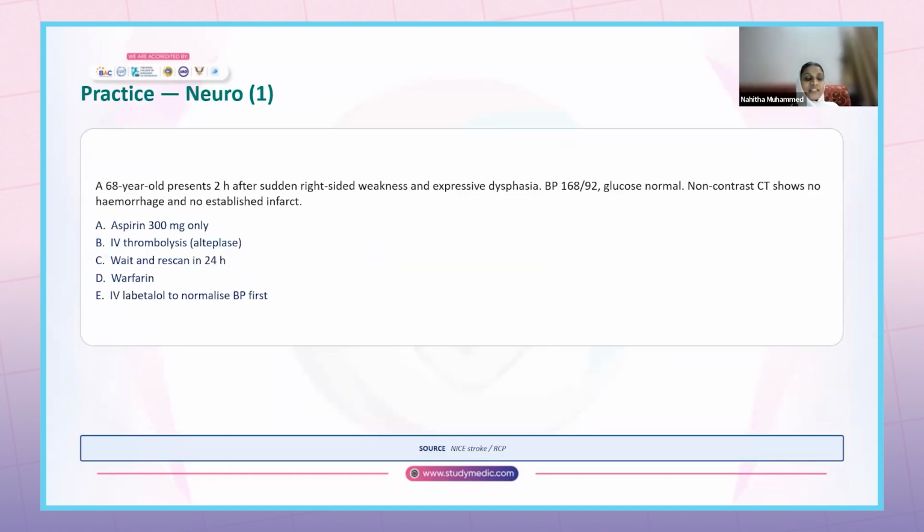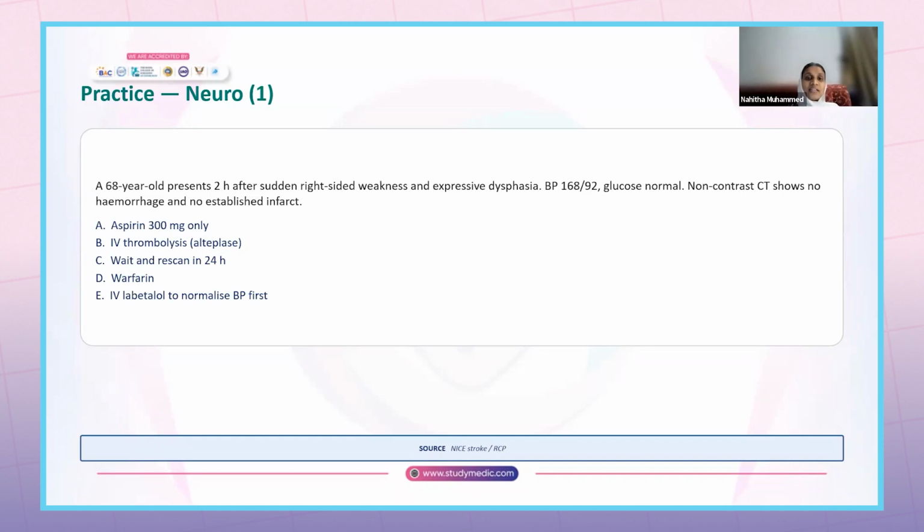This is a scenario. A 68-year-old presents 2 hours after sudden right-sided weakness and expressive dysphasia. BP is high, glucose is normal, non-contrast CT shows no hemorrhage and no established infarct. What is the management? Option A is aspirin. Option B is IV thrombolysis. D is warfarin. E is BP control. So what do you think in this scenario?